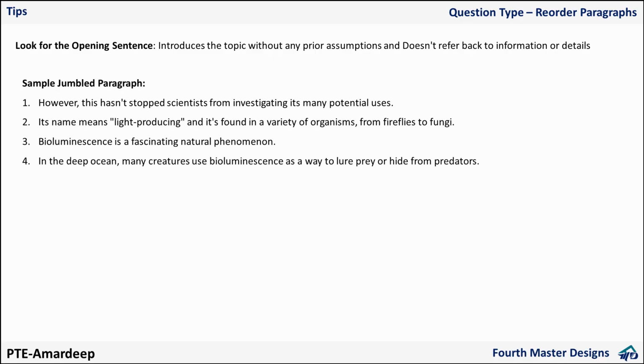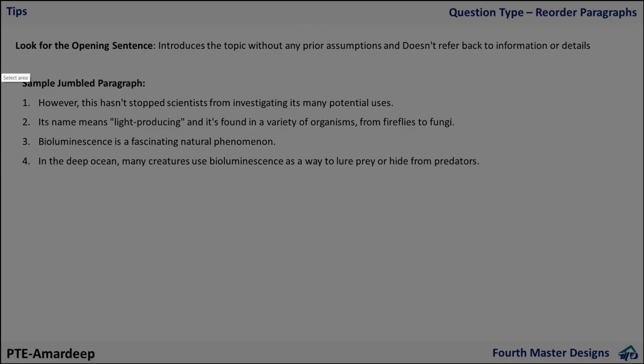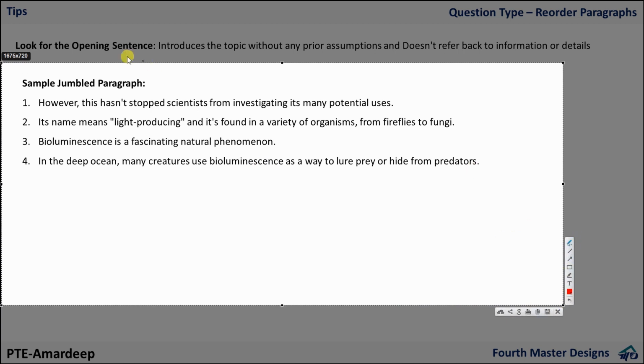For example, the very first paragraph here starts with "however". However means some contrasting idea, so it can't be my opening sentence. Why? Because "however" is used when you are saying something contrary to some other sentence. So this can't be my main one. Then "its name". It is referring to something, so this can't be my first one. If I keep this one at the start, I need to have something before it.